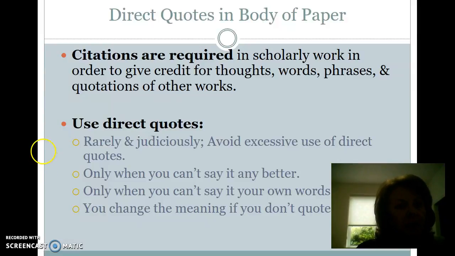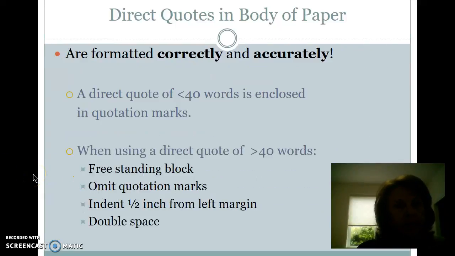So a good rule of thumb for direct quotes, they should be rarely used, only when you can't say it any better in your own words, or if you change it, paraphrase it, or move the words around, it truly changes the meaning of the quote. So, direct quotes should be formatted correctly and accurately.